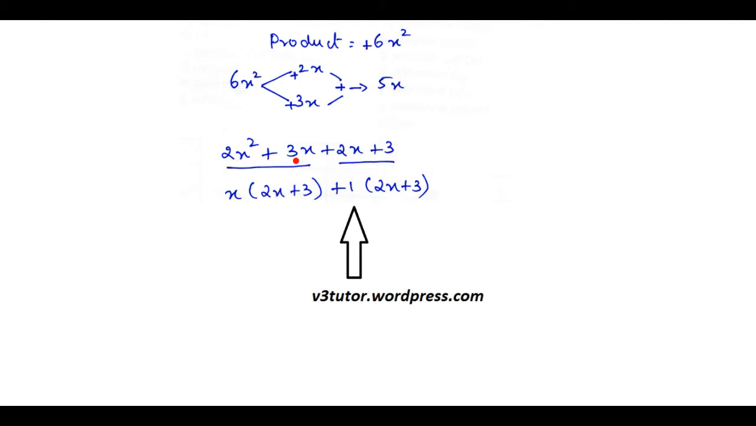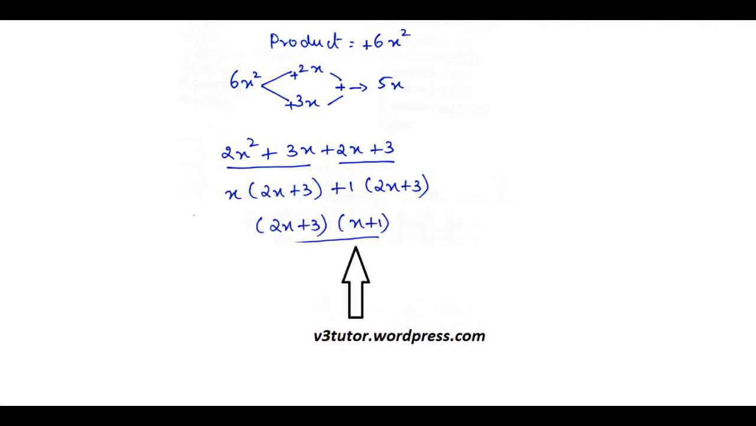Here I find that x is common, so I take out x, and what remains is 2x plus 3. Plus, here there is nothing common between them, so only 1 is common. So I write the 1 here and I open my brackets and write 2x plus 3. Again, in these two terms, 2x plus 3 is common. So I take out 2x plus 3 and what remains is x plus 1. So this is the solution for our problem.